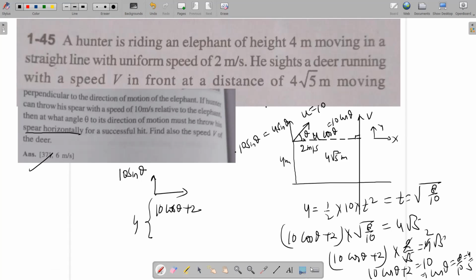Understood? Now, because this spear will go and hit the deer, it means that the velocity of the spear along y must be equal to the speed of this deer. Because this speed is also in the y direction and the deer's speed is also in the y direction. So if this is more than v, it will fall ahead of the deer. And if this speed is less than v, the deer will go ahead and this spear will fall behind. So this has to be the same. So 10 into sin theta, that is 3 by 5, so that is 6 meters per second.